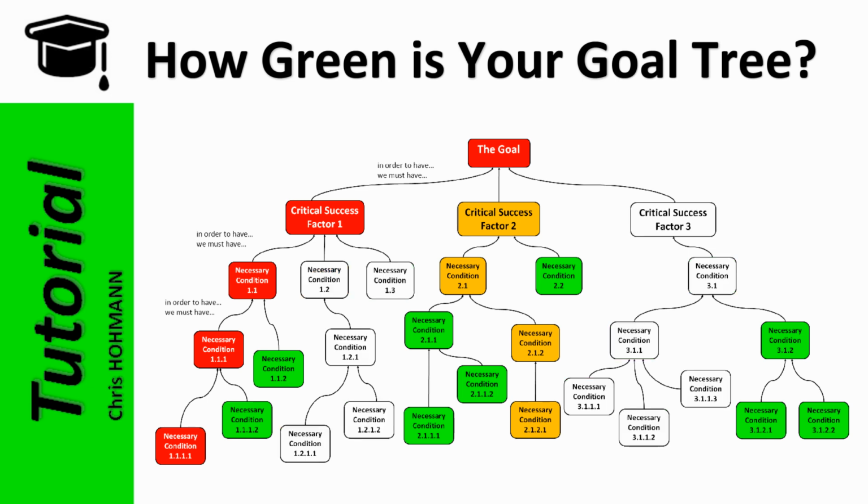For instance, if we have two entities as prerequisite to the above objective, one is red and the other is green, the objective above can only be red because if one of the two prerequisites is failing or missing, no way that our objective can be achieved, regardless of the status of the second necessary condition. If we have one amber and one green, the above objective would be amber, and it's only if both conditions are green that the above objective can be green.